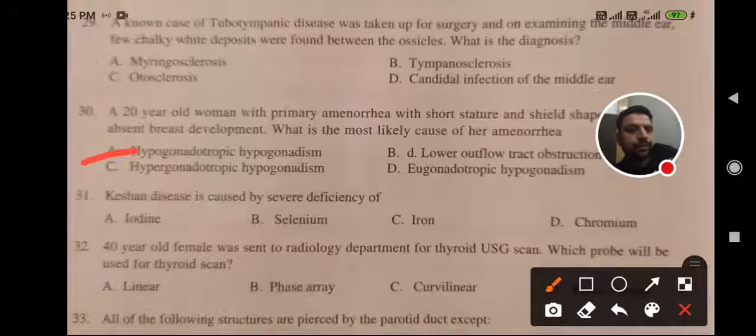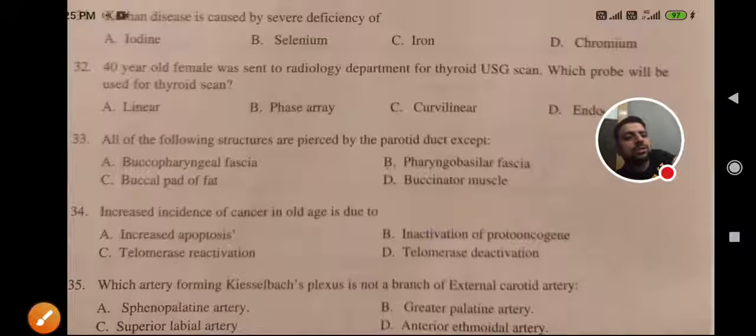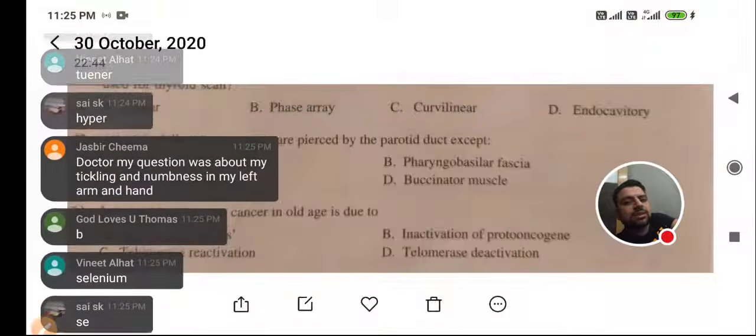Now, Kishan disease is caused by a severe deficiency of... I hope this is a simple, direct one-liner. Everybody knows the answer. Try to answer in the comment box. So, what is the best answer here?